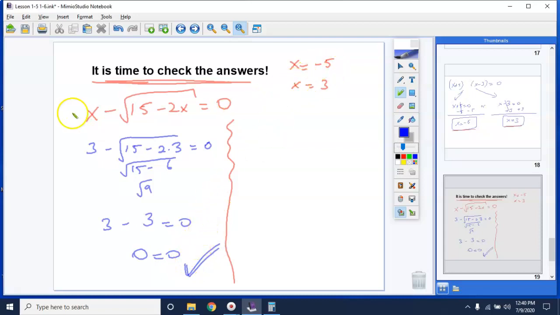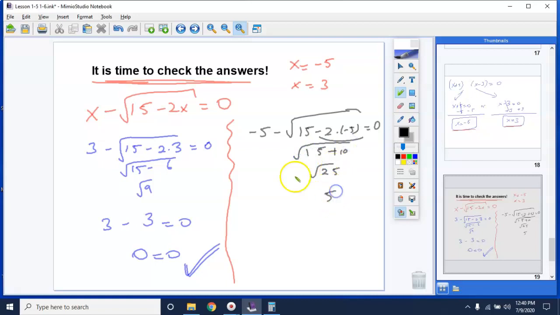So let's check negative 5. Let's plug in negative 5 this time. Negative 5 minus the square root of 15 minus 2 times negative 5. Is it equal to 0? Here, negative 2 times negative 5 should be positive 10, and 15 plus 10 is 25. The square root of 25 is 5, right? So what do we get here? Negative 5 minus 5 is negative 10, which does not equal 0. Oh no. So this one didn't work out.